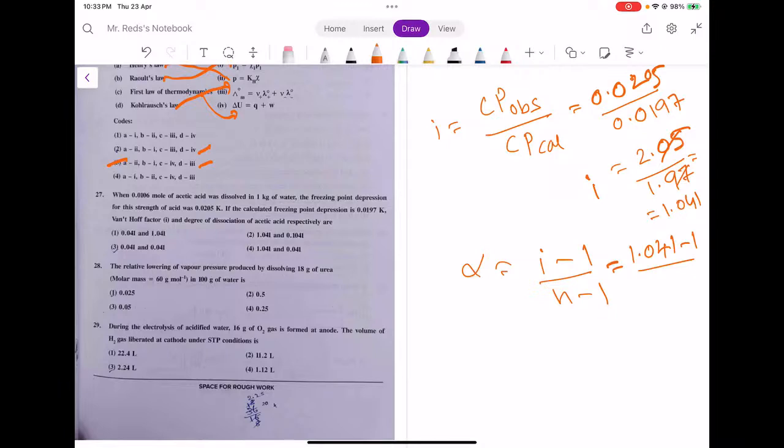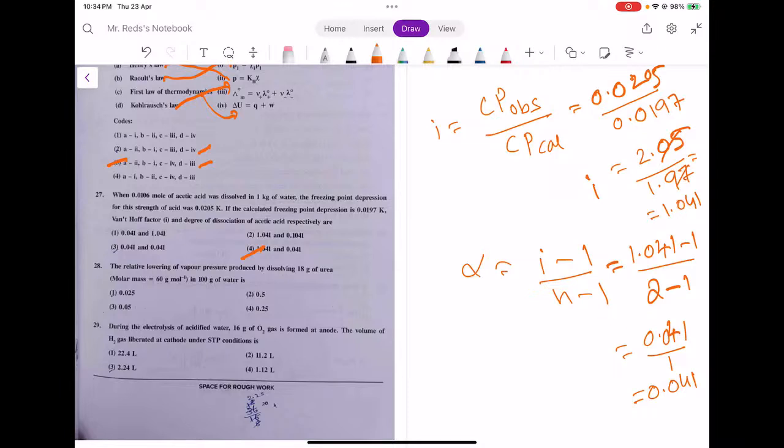Here acetic acid in water dissociates into ions, CH3COO minus and H plus, so the number of ions is 2. 2 minus 1 gives 0.041 by 1, which is 0.041. So the answer is 4. The fourth option is the answer.